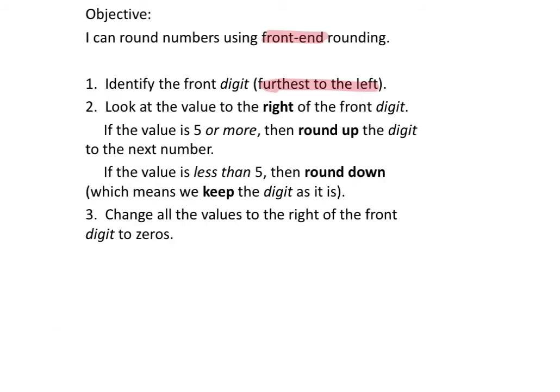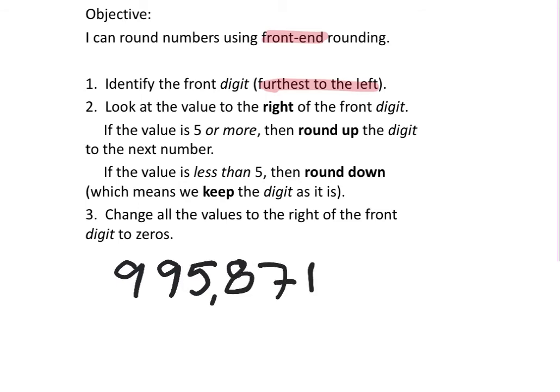I'm gonna make up an example, and we'll front end round this thing, okay? So we'll say 995,871. I just pulled that out of thin air. Doesn't matter what it is. So this would say, hey, we're gonna front end round this. Again, it's not saying we're looking at any specific place value other than the one that's farthest left, which for this problem is the 100,000s. And I got a 9 right there.